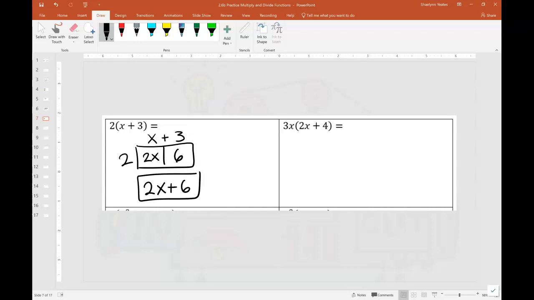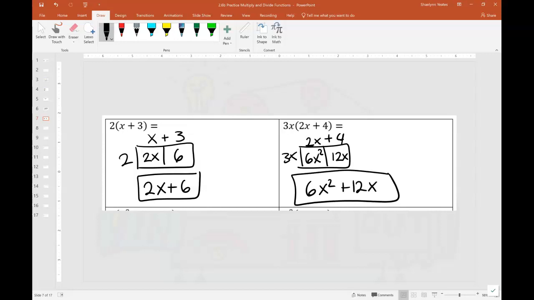So let's go ahead and try it with the next one. So we're going to draw a box, put one on the side, another on the top. It's a 2x, not a 7. So we've got 2x times 3x is 6. There's 2 x's in this box, so x squared. And then 3 times 4 is 12, and there's 1 x. So our answer is 6x squared plus 12x. There were no like terms to combine.